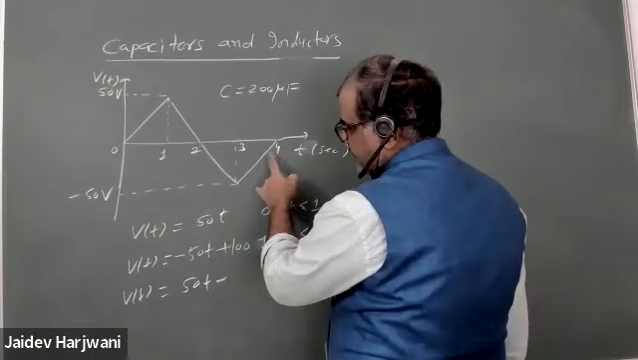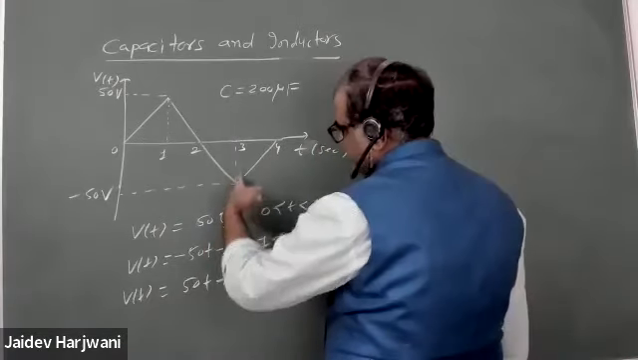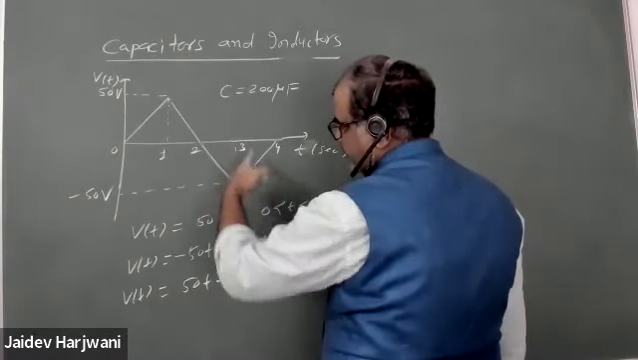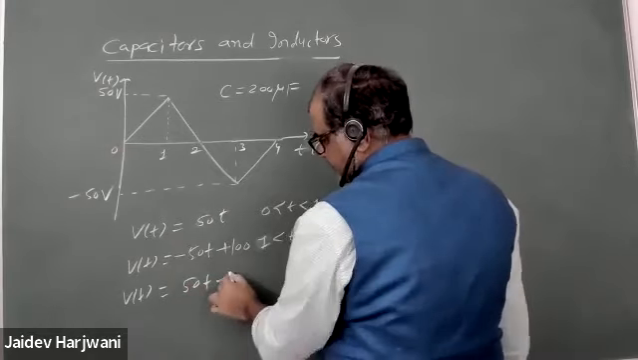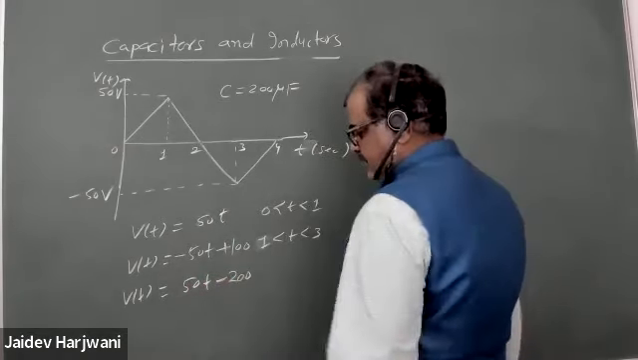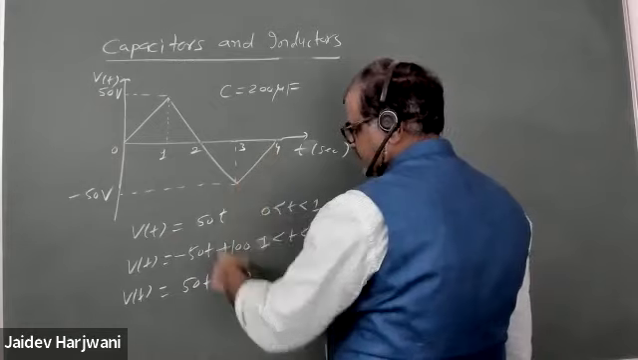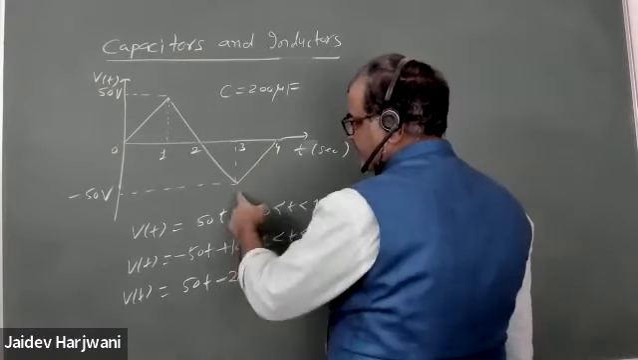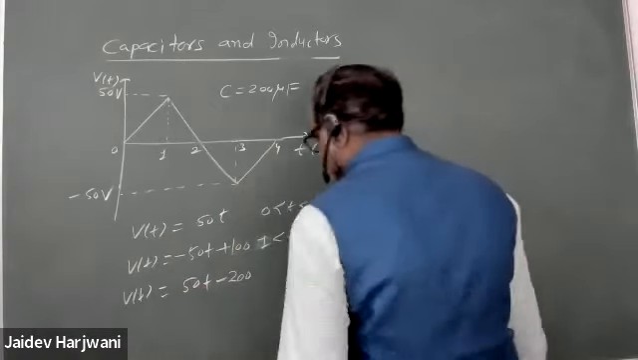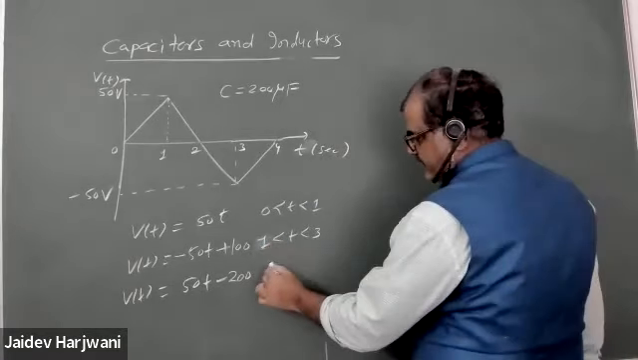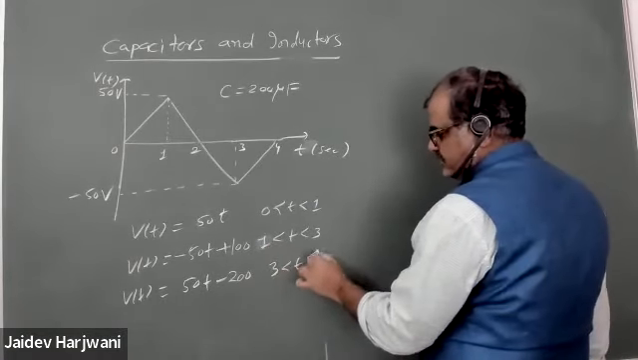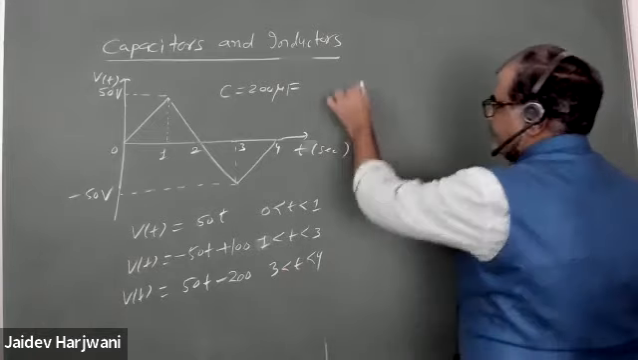Because at t equal to 4, it should become 0. Or you can check at 3, it should become minus 50. If you have 3 here, there should be minus 200, and this will satisfy all these points. At 3 you have minus 50. So this equation is correct. So I can write it for 3 to 4 seconds.